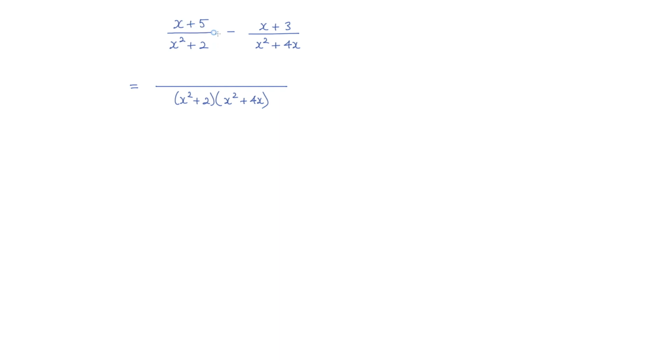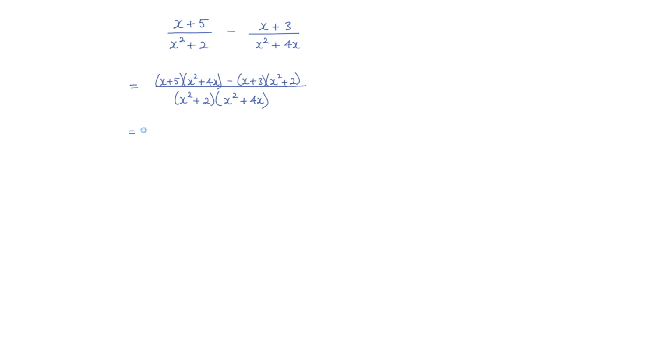The next step is to cross multiply in this direction first. So we've got the x plus 5. And that's multiplied by this term here, which is x squared plus 4x. Obviously, we're subtracting, and we're going to cross multiply in this direction. So we've got x plus 3, and then we've got x squared plus 2. So that's the first step done.